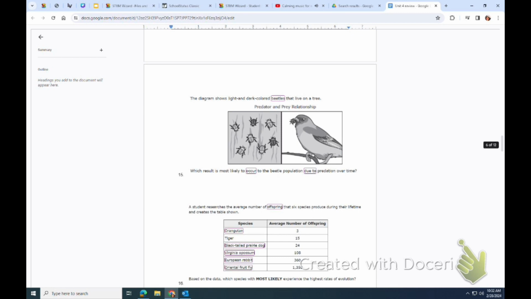Yep. So the increase in the number of light bugs. We're going to have an increase in the number of the light bugs. Next one is this table.